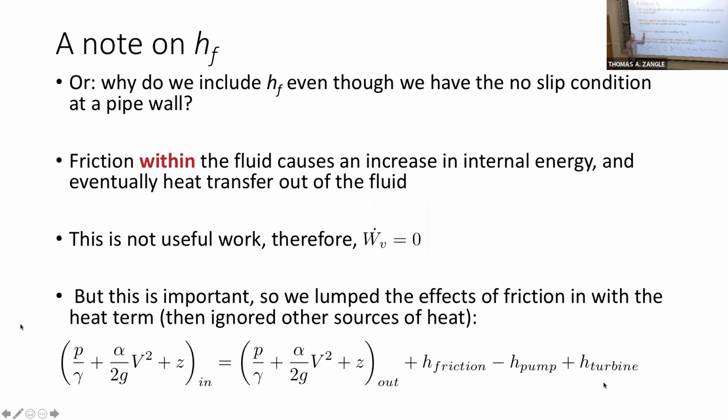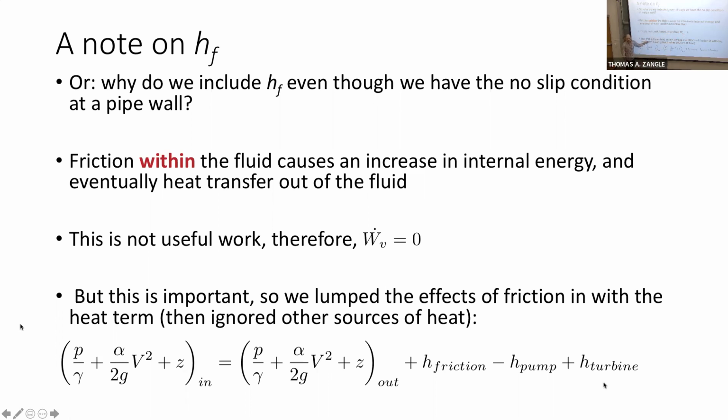And we should note this is not useful work. It's not work that we're getting out of the fluid. This is frictional work being lost, right? This energy being lost through friction. So it's not useful work. The V dot B is still 0.